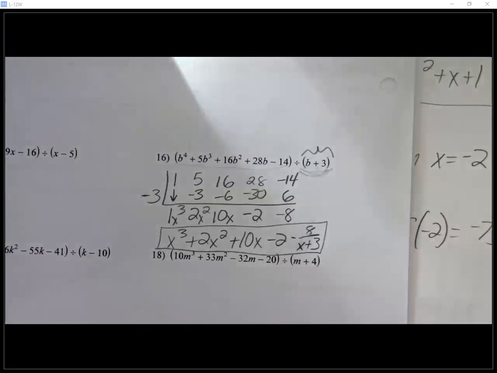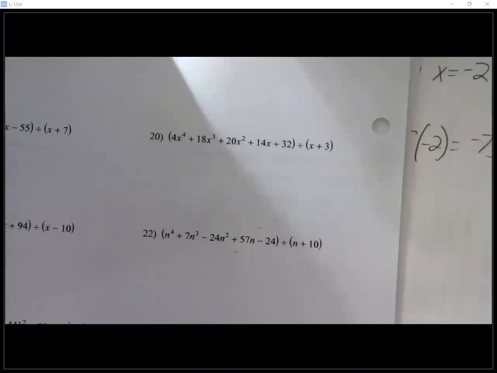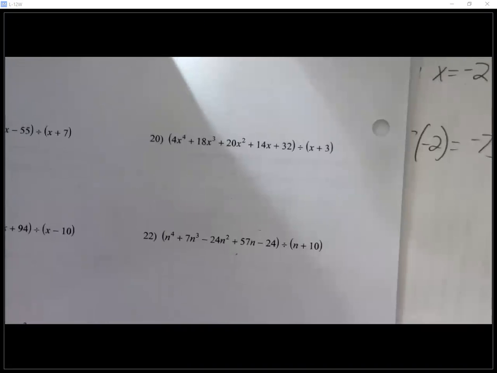Thoughts, comments, questions? Pick another number 15 to 24. Shout it out. 22. 22, okay. Everybody try it. We'll see if we all match.